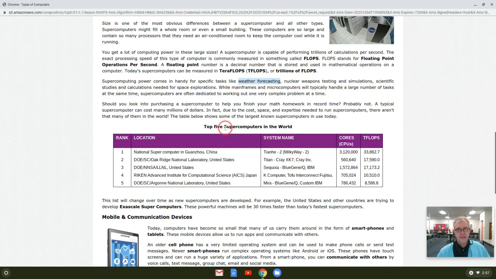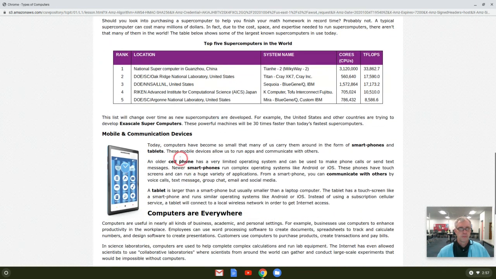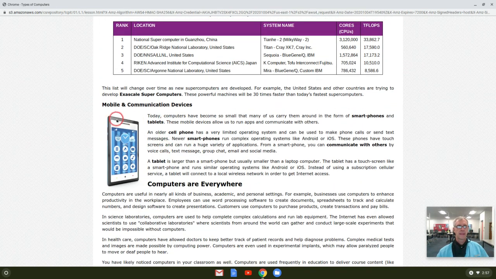And then they talk about the top 5 supercomputers. From there, then they go back and they talk more about, remember this excellent test question right here, 30 times faster. Keep that in mind, people. This is where it's going.